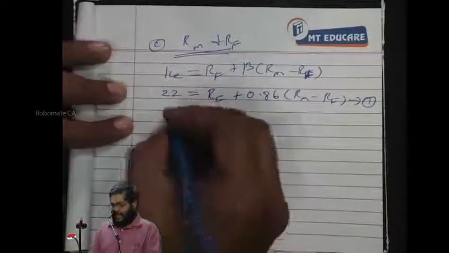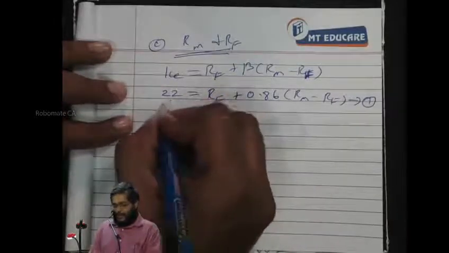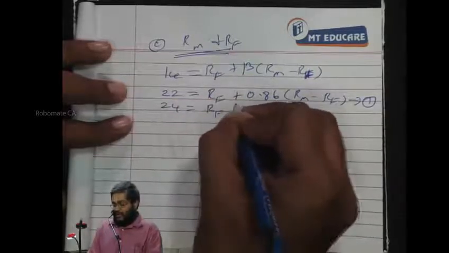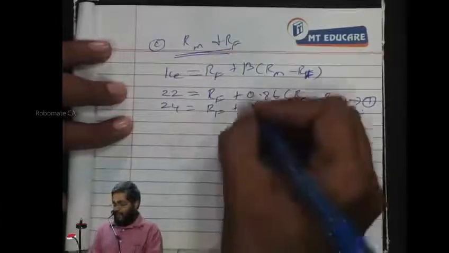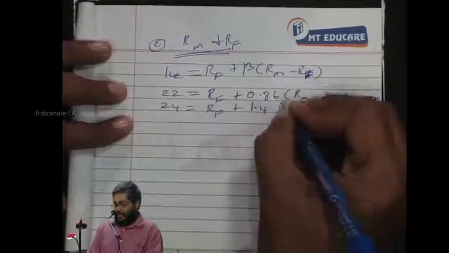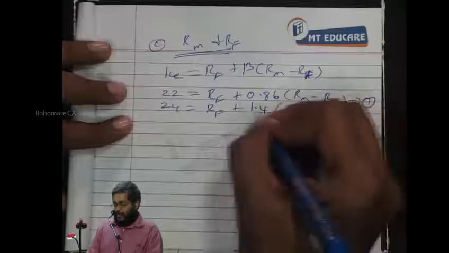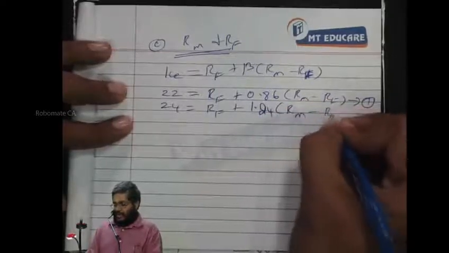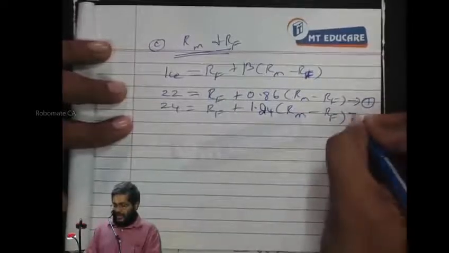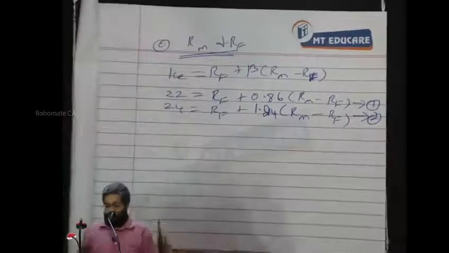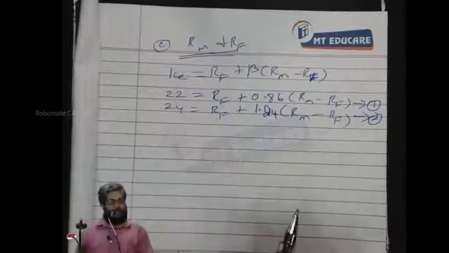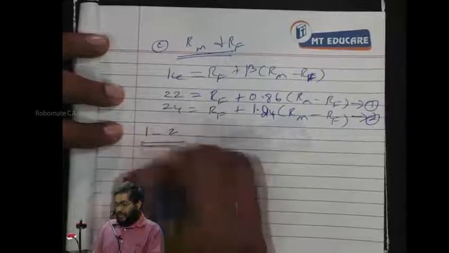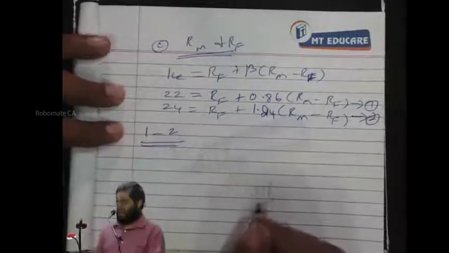Can I proceed? Next, security Q. What is the expected return? 24 is equal to RF plus, what is beta? 1.24 into (RM minus RF). This is equation number 2. Everybody, yes or no? Now I'll just do equation 1 minus equation 2.